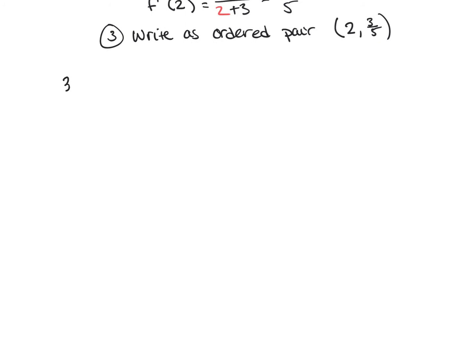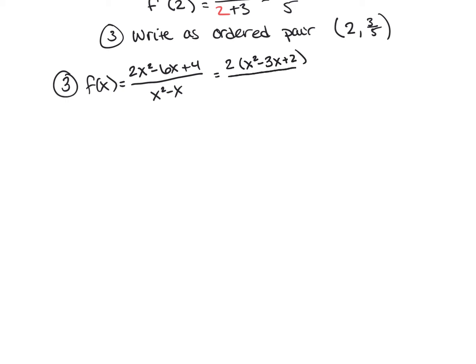So I'm going to move this up. Problem number 3 has f of x is equal to 2x squared minus 6x plus 4 over x squared minus x. What I'm going to do is factor out everything I possibly can. With an x squared, an x, and a constant, I'm probably going to want to factor, except I notice I can pull a 2 out of all of these in my numerator. So that's going to be 2 times x squared minus 3x plus 2 in my numerator. And then in my denominator, x squared and an x have an x in common, so I'm going to factor that out. So x times x minus 1.